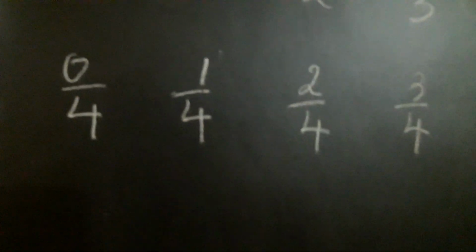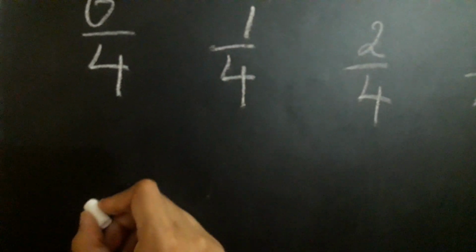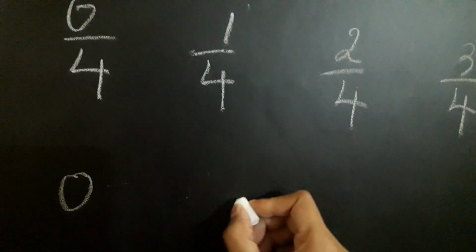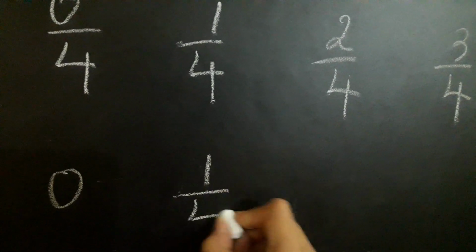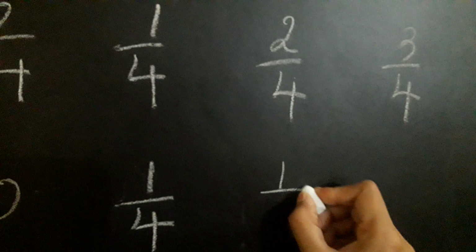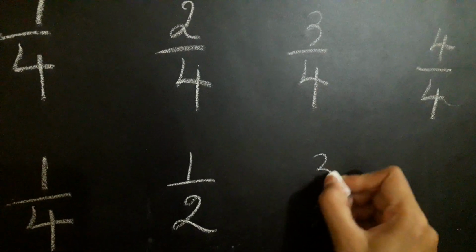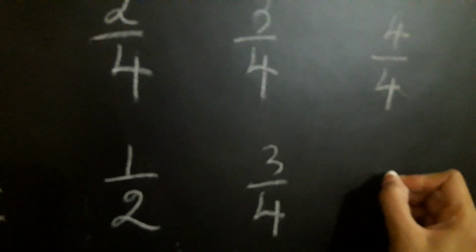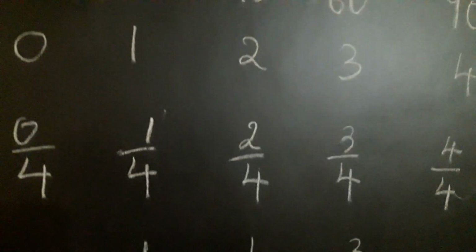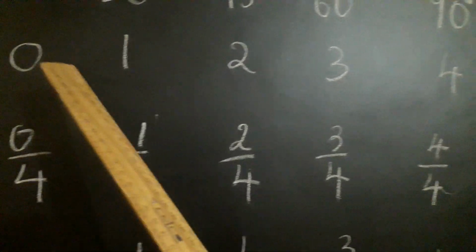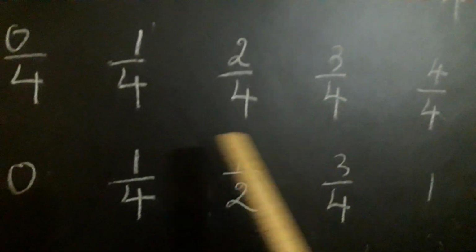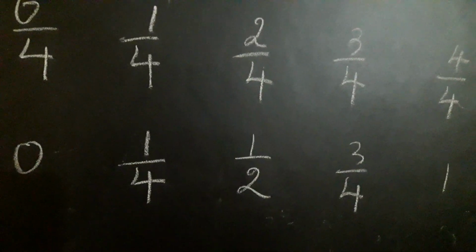Next is simplification. 0 by 4, 0 divided by a non-zero number is 0. We have seen this earlier, right? 1 by 4 remains as 1 by 4. 2 by 4 is a half. 3 by 4 remains 3 by 4 and 4 by 4 is 1. So just to reiterate, I have written 0, 1, 2, 3, 4, divided each of these by 4 and then simplified them.